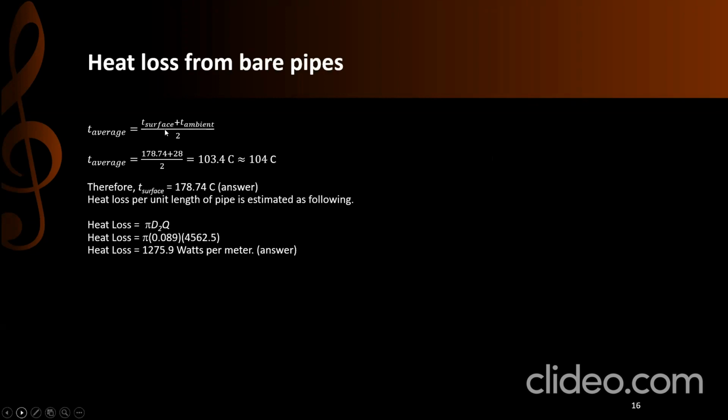Then the average temperature is T surface plus T ambient, 178.74 plus 28 over 2, is 103.4 degrees C. So approximated na sa 104, or another trial. So the surface temperature is 178.74 C. Heat loss per unit length of pipe is estimated as follows. Heat loss is pi D2 Q, kasi wala ka nang D3. Wala kang insulation. So pi times 0.089 times 4562.5 is 1275.9 watts per meter. So this is higher than with insulation. Okay? Yung answer nyo.